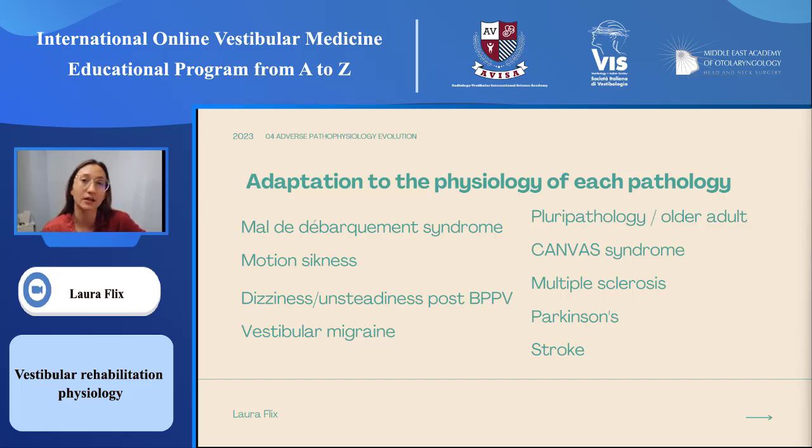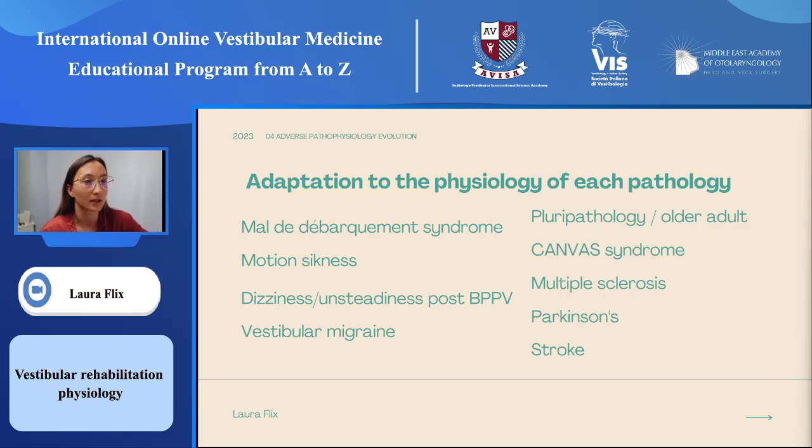It will of course be different to do the rehab process in unilateral acute vestibular pathology than in multisensory syndrome, than in motion sickness, than in dizziness and unsteadiness post BPPV. It will be different in vestibular migraine. It's very interesting because the physiology of migraine is also very complex, but we also have a good, interesting point with vestibular rehabilitation. And similarly with the unsteadiness post BPPV, there are a lot of theories why they still have dizziness or unsteadiness, but among those theories, one is the compensation of the central nervous system, and we have a big point there to improve those patients.